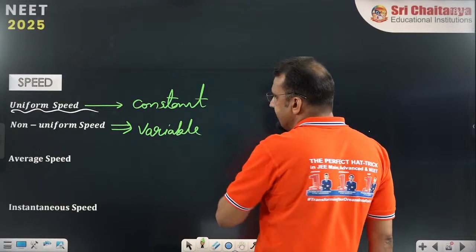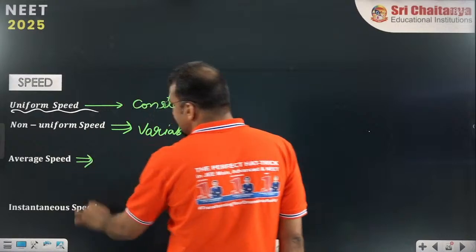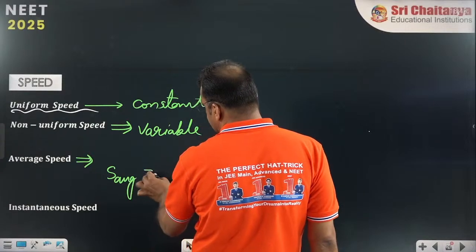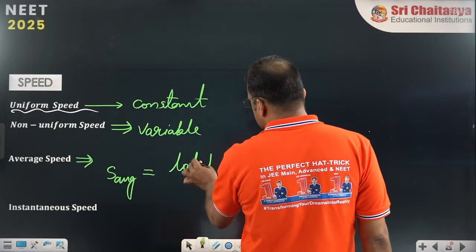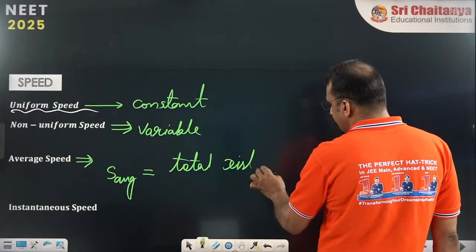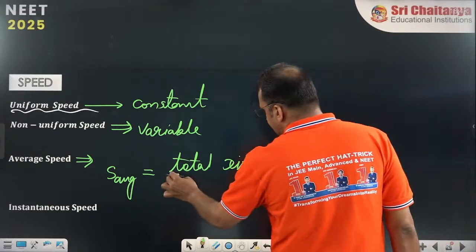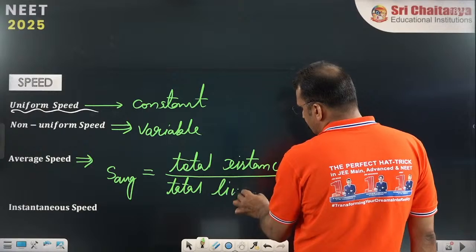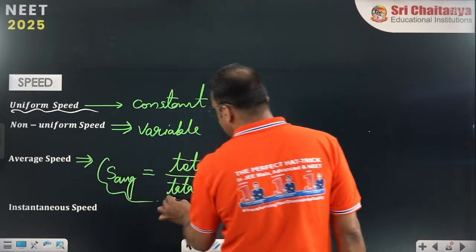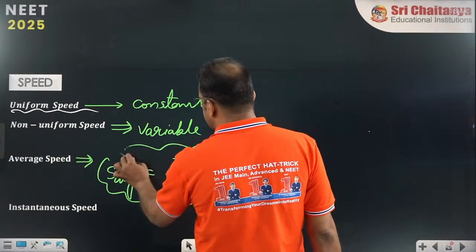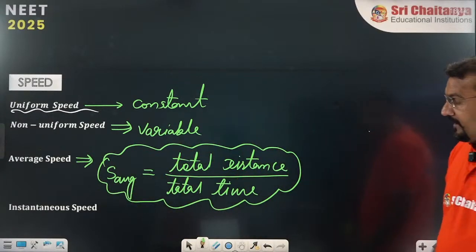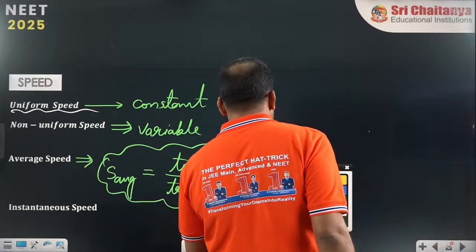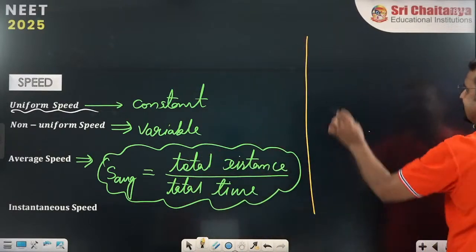Yes or no? And the third one, this is important. What is the average speed? Remember average speed like this: total distance divided by total time. This is the average speed. Very important. Average speed is total distance upon total time. And next one, instantaneous speed. That is also very important. What do you mean by instantaneous speed? You tell me.